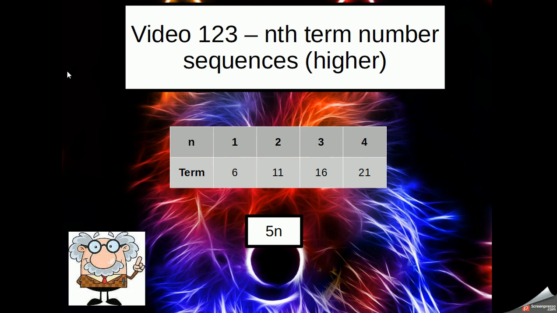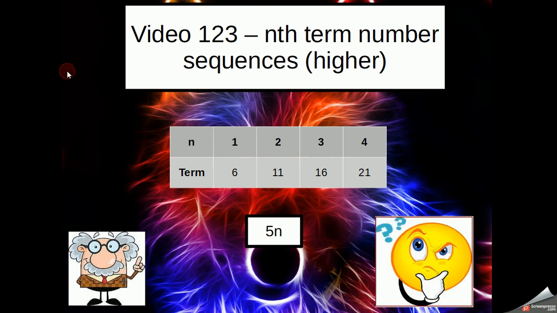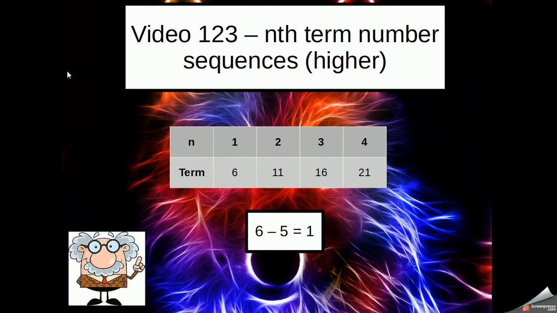So just like in algebra, this is saying multiply the letter n, whatever value that is, by 5. So if it was the first value we're talking about, it would be 1 times 5. If it was the second, it would be 2 times 5, and so on. But taking the first value as an example, 1 times 5 will just give us 5. It won't give us 6. So the next question we have to ask is, what do we have to do to the 5 in order to make 6?